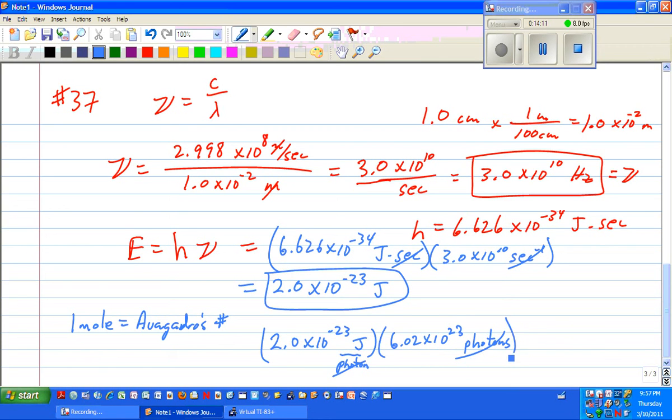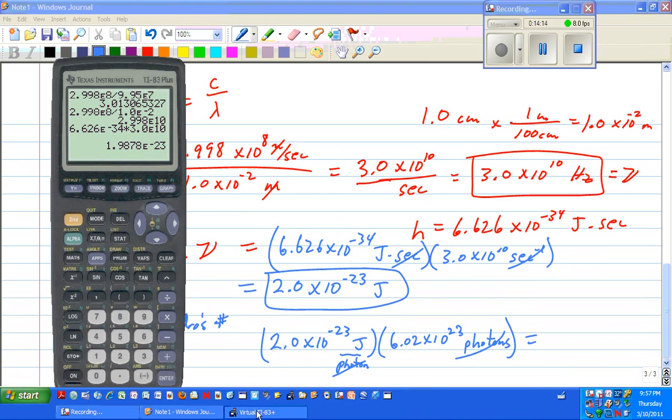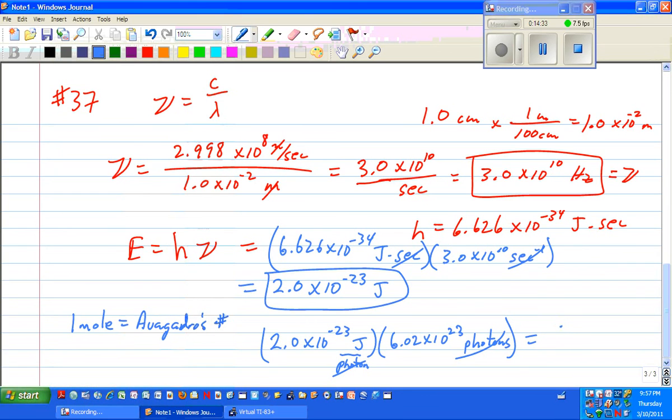Photons cancel, and let's multiply that out. We have 2.0 times 10 to the negative 23rd times 6.02 times 10 to the 23rd. It's going to be about 1, and that's about 12. So that would be 12 joules with 2 sig figs. All right, last but not least, 38.